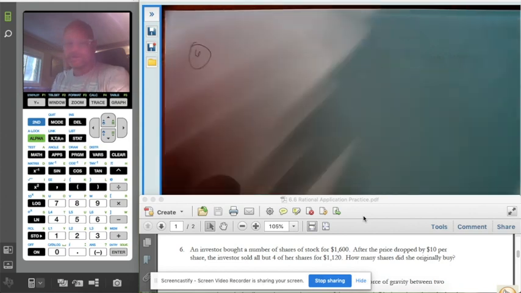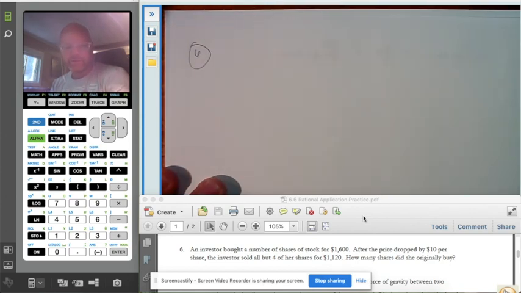All right, guys, here goes number 6. We are talking about an investor who buys a number of shares of stock for $1,600, but then unfortunately the price drops by $10 per share. And then the investor decides to sell all 4 shares of the stock for a different price. So how many shares did she buy originally?